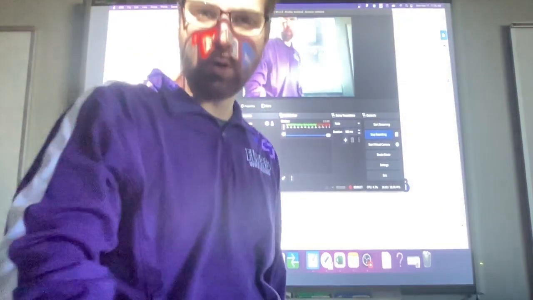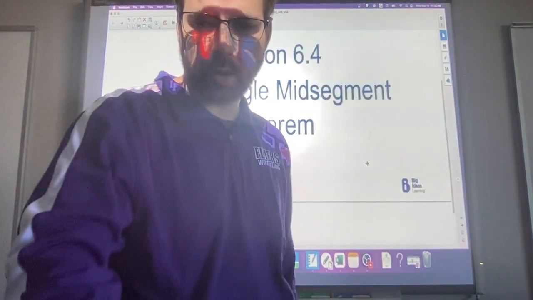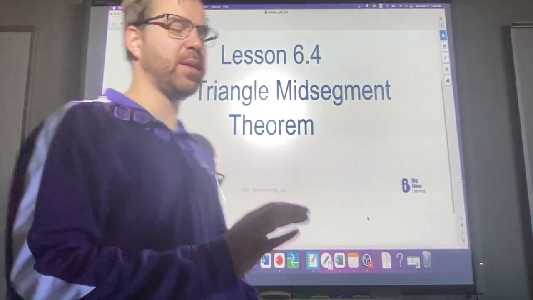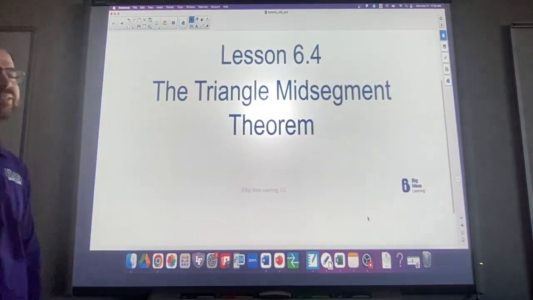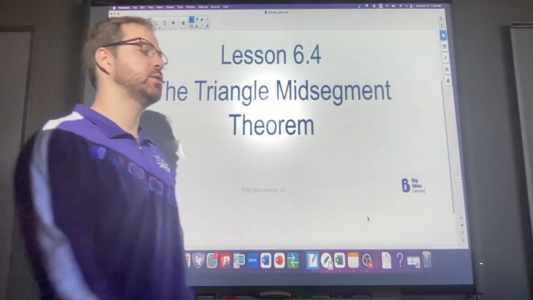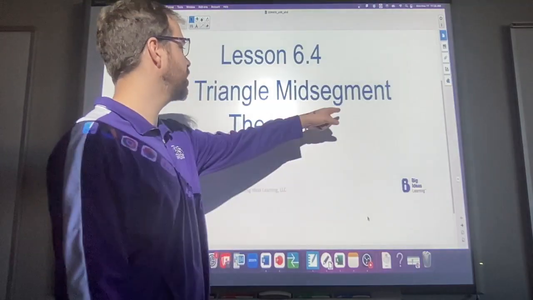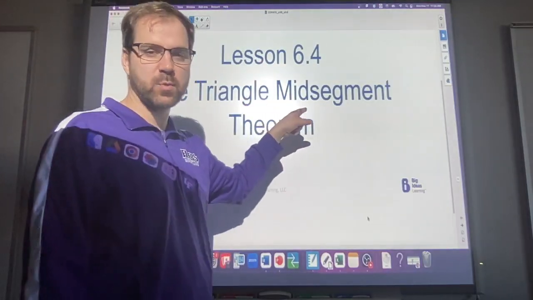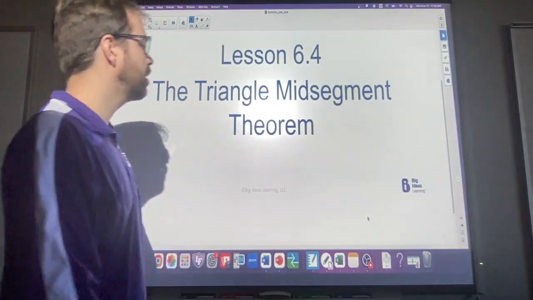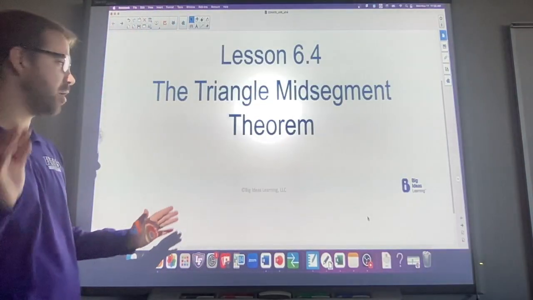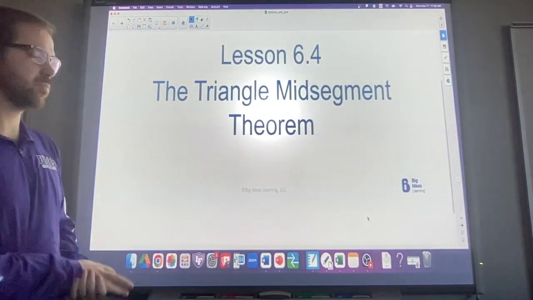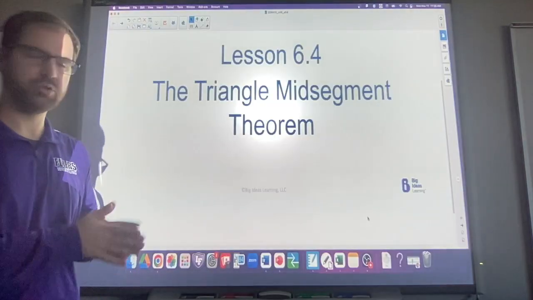All right, we're rolling. We got 6.4 midsegments. So what is a midsegment? It's exactly what it sounds like. It is a segment from the midpoints. We've got the triangle midsegment theorem, and it has some properties we can use as well, and also makes some pretty cool shapes. So let's take a look.